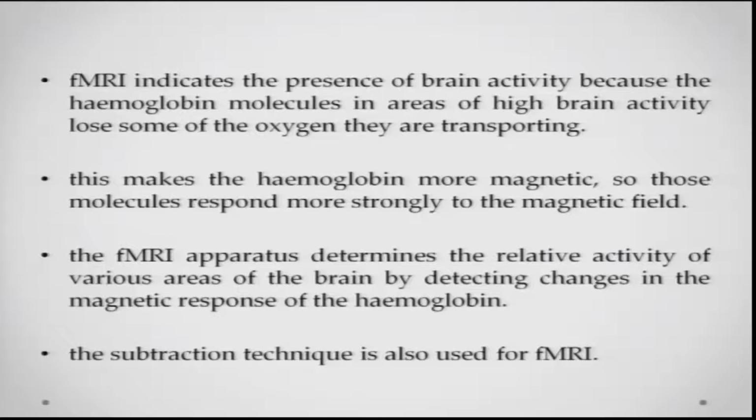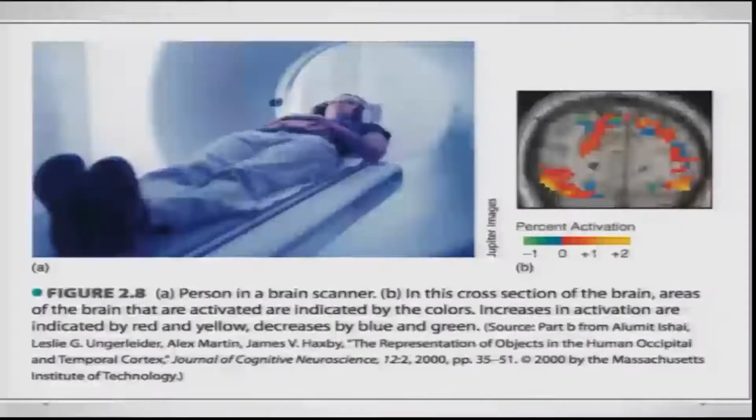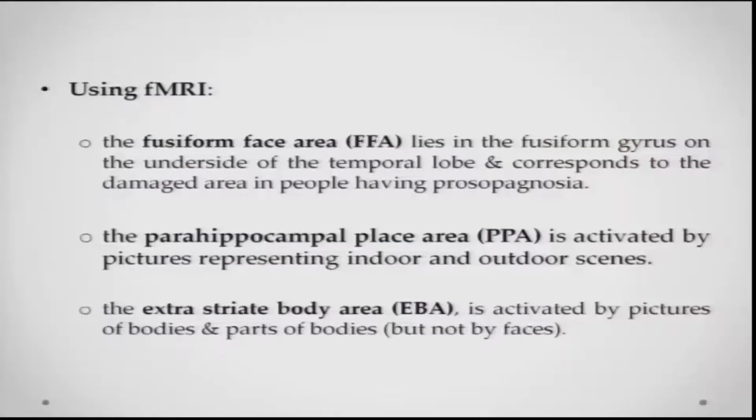If that is more while doing a particular task, then that area is involved in doing that task. Again, you can use the logic of the subtraction technique with fMRI as well. So this is just a prototype of the scanner. You can see the person is lying in the scanner, and you can see on the right panel that activation is being measured. Say, for example, areas in green have the least activation, and areas in yellow have more activation. Yeah, fMRI has been used for localizing a variety of cognitive functions to particular brain areas.